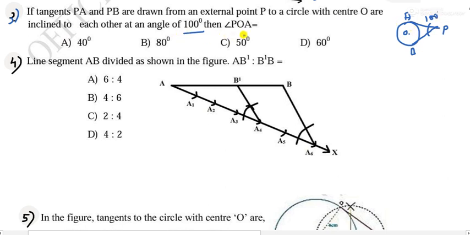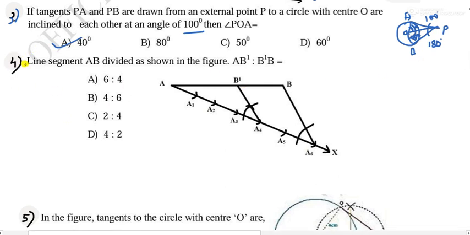Then POA is how much? Which is POA? This angle is how much? So once again, this is 100. This total will be how much? 80, right? Because you just have to subtract it from 180. So if this is 80, this is how much? These two will be equal, 40 and 40. So therefore option number A is the right answer.